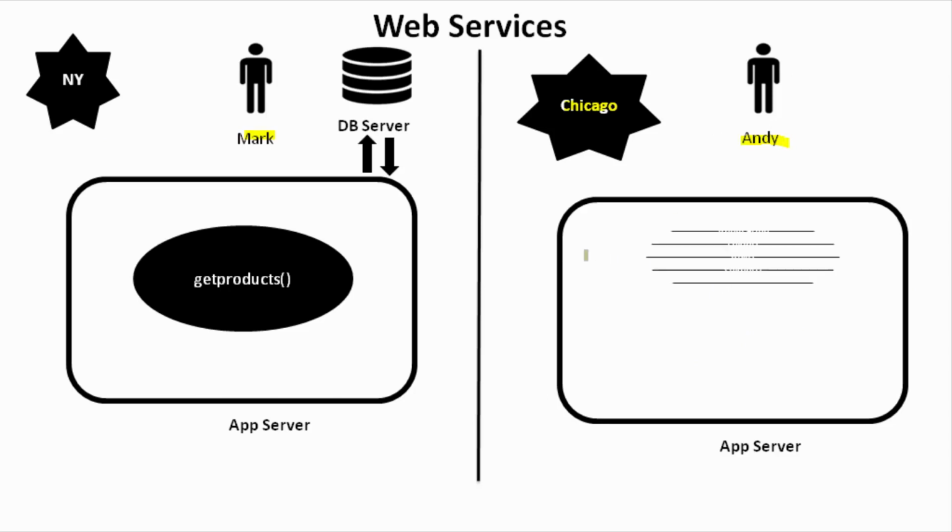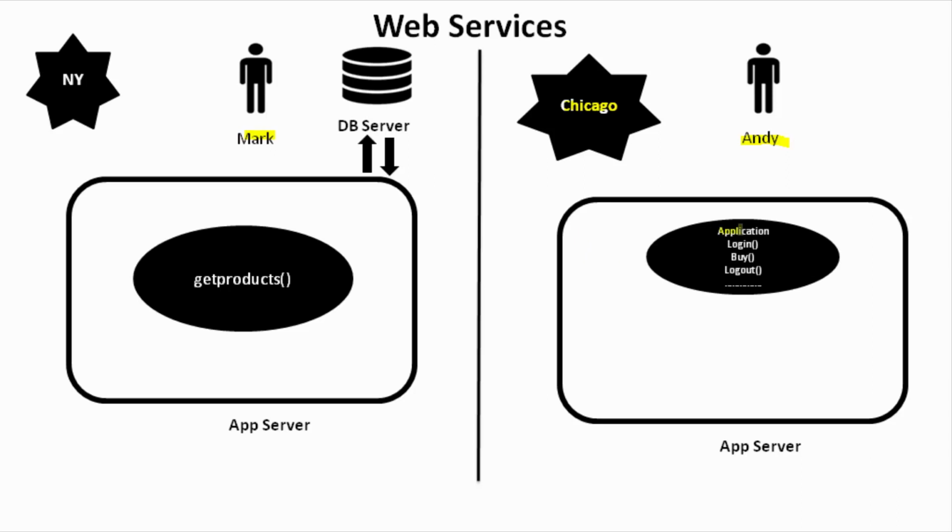So he has built an application, and he has deployed it on his own app server. This app server is physically located in Chicago, whereas Mark's app server is physically located in New York.